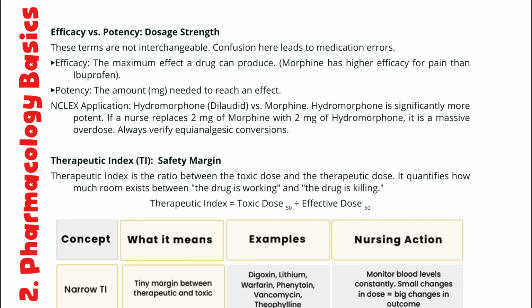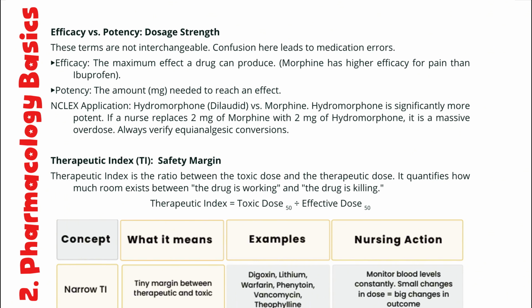Second, efficacy is not potency. Efficacy is the maximum effect a drug can produce. Potency is how much drug it takes to get there. Hydromorphone is significantly more potent than morphine, milligram for milligram. Swapping 2 milligrams of morphine for 2 milligrams of hydromorphone as if they were interchangeable is a real overdose risk, not a rounding error.